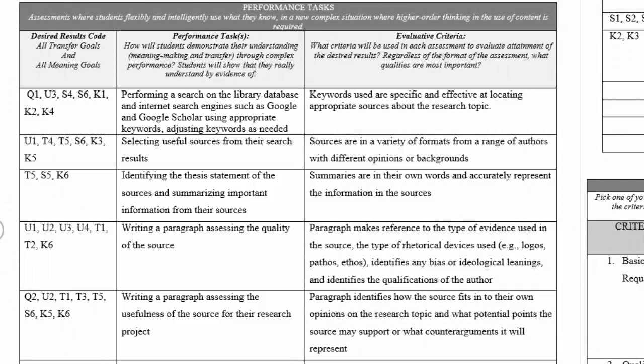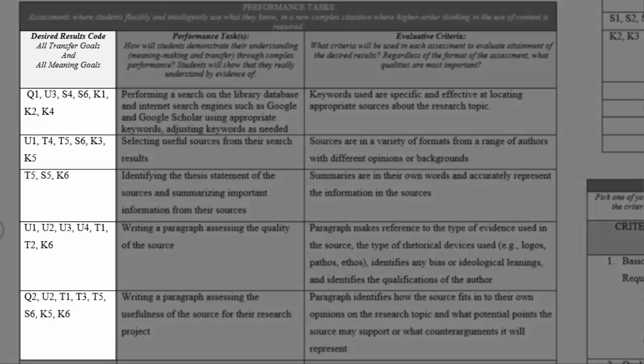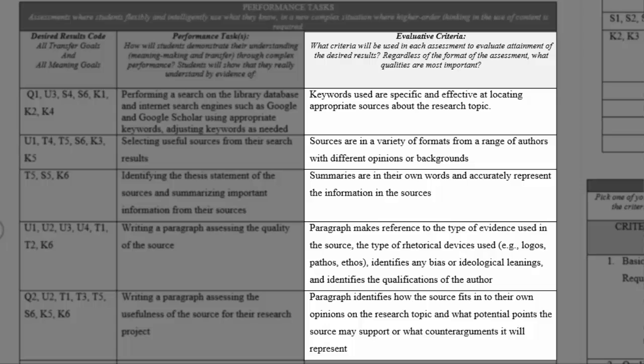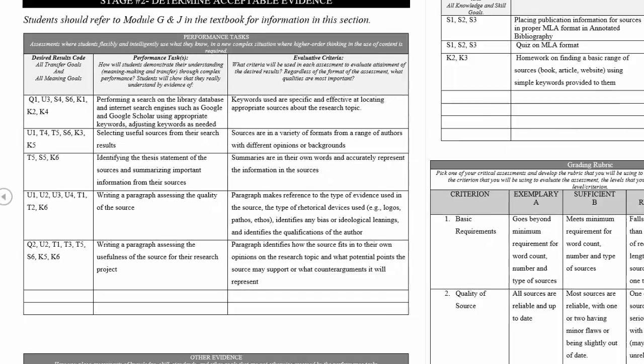I then linked these back to the desired results codes on the left, and then in the right-hand column, I described evaluative criteria for each performance task. So, for example, when they perform a search on the library database, my evaluative criteria is that their keywords used are specific and effective at locating appropriate sources about the research topic.